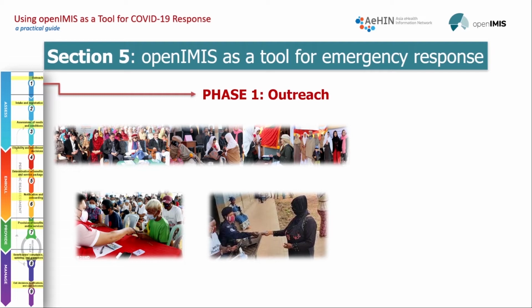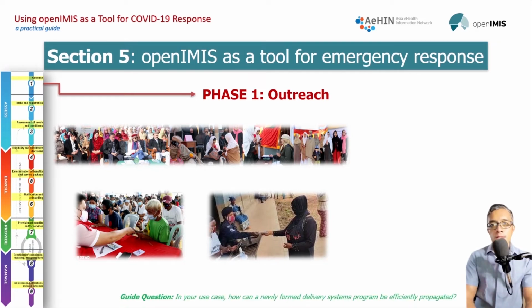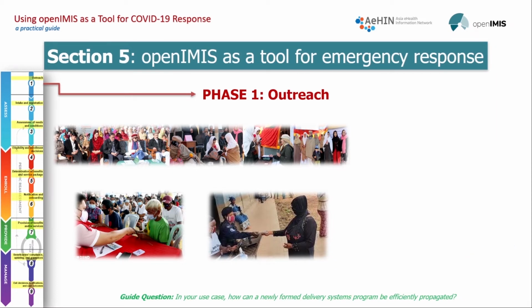Guide question: in your specific use case, given your existing communications infrastructure and beneficiary characteristics and behaviors, how can a newly formed delivery system program be efficiently propagated?